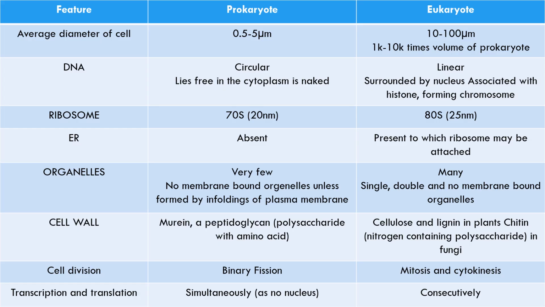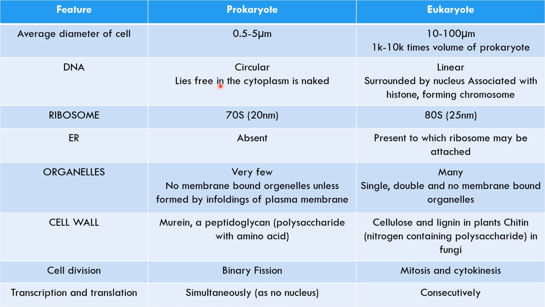So guys, you can see these are the differences between prokaryote and eukaryote. Take time and read it. So you see the average diameter. See the size of prokaryote is 0.15 to 5 micrometers. This is 10 to 100 micrometers. Okay, 1,000 to 10,000 times volume bigger.